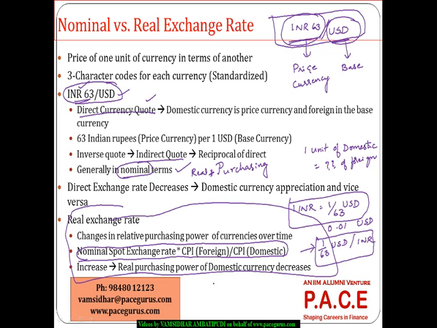So take the spot exchange rate, 63, and multiply it with some kind of pricing index for the foreign country. So I take the CPI of the foreign country. If I am taking the consumer price index as a measure of pricing power in both countries, I take the CPI of the domestic as well as the foreign country, and based on that I adjust the nominal spot rate to arrive at the real exchange rate. So it takes into consideration the relative purchasing power of the currencies over time. If this number is increasing, the purchasing power of the domestic currency is decreasing, and vice versa.